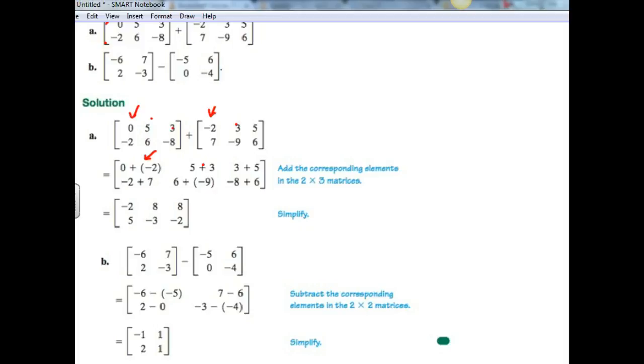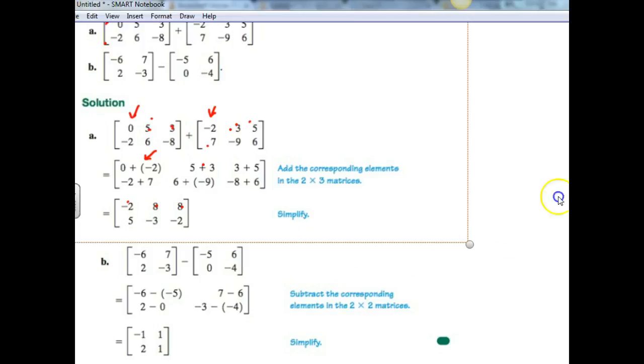Anyway, 0 plus negative 2 does give you negative 2. 5 plus 3 does give you 8. 3 plus 5 also gives you 8. Negative 2 plus 7 gives you 5. 6 plus negative 9 gives you negative 3. And negative 8 plus 6 gives you negative 2. And that would be your completed answer.